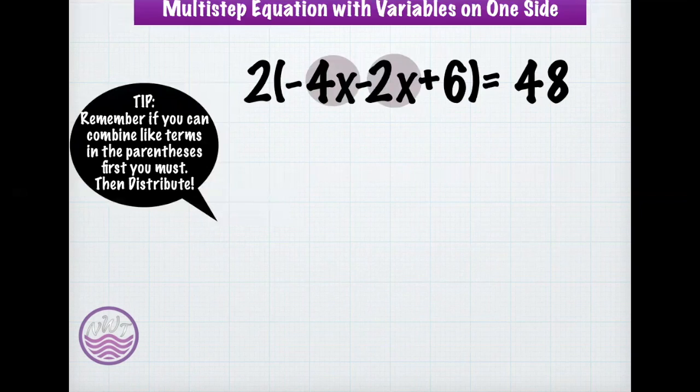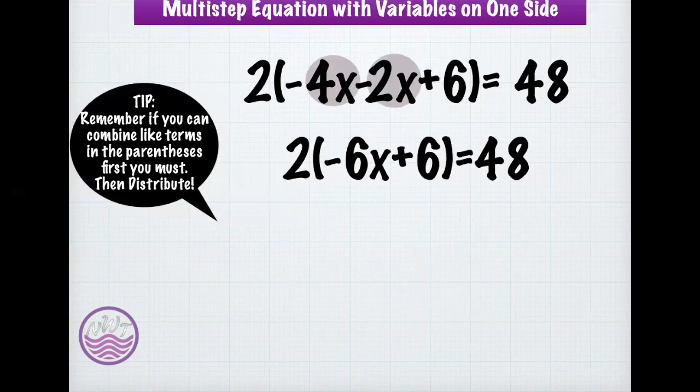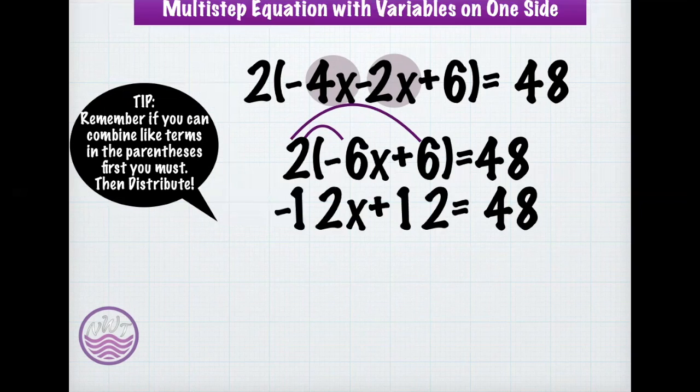So looking at my like terms, I have negative 4x and negative 2x. A negative and a negative, when you're adding, is going to give you another negative. So I'll end up with 2 and then negative 6x plus 6 on the inside equals 48. So now that my like terms are taken care of on the inside of the parentheses, now I can go ahead and distribute that positive 2 to both the negative 6x and the positive 6. So we end up with negative 12x plus 12 equals 48.